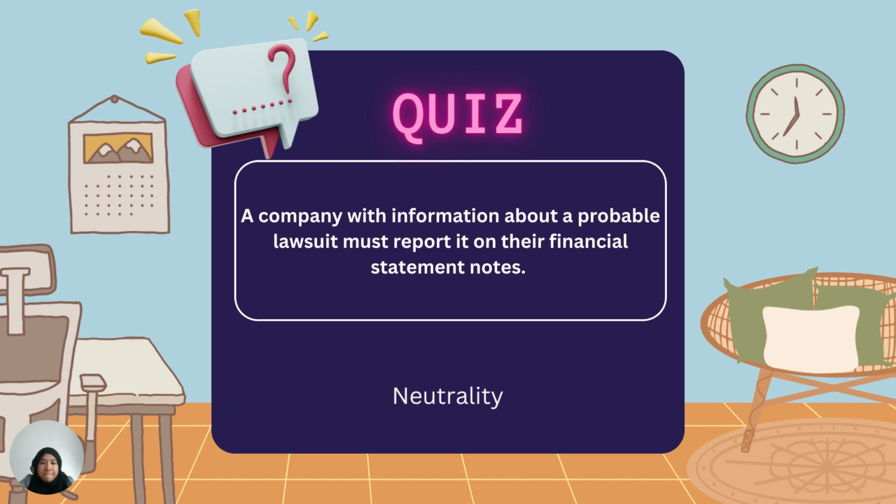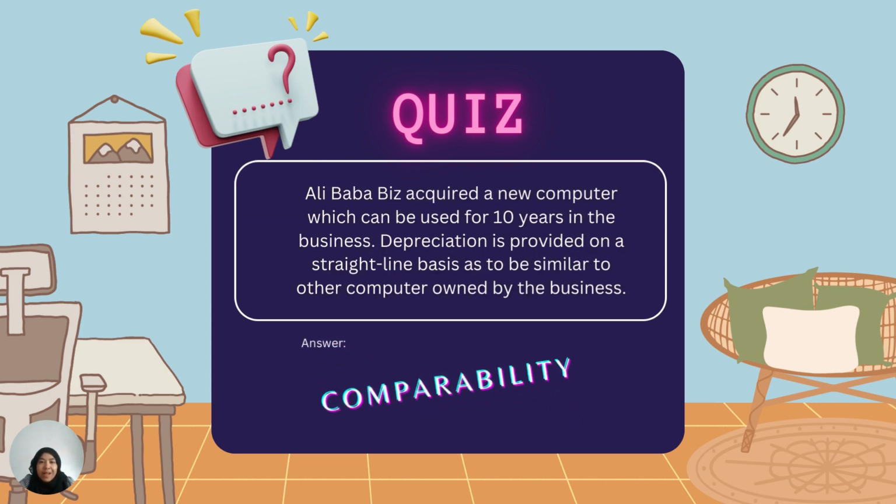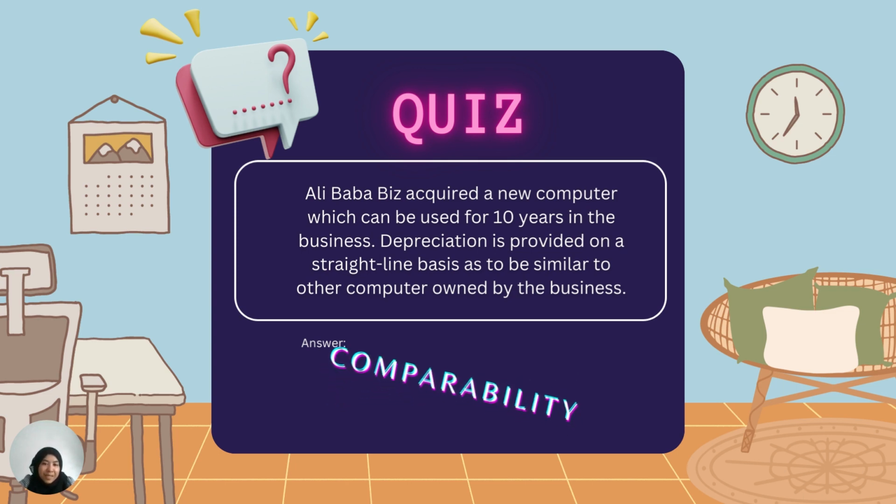And next question. Alibaba business acquired a new computer which can be used for 10 years in the business. Depreciation is provided on a straight line basis to be similar to other computers owned by the business. So here we can see the comparability concept is applied. Why? Because this company uses the straight line depreciation method to be similar to other computers owned by the business. Straight line method, consistent application and standards in order for the users to compare.